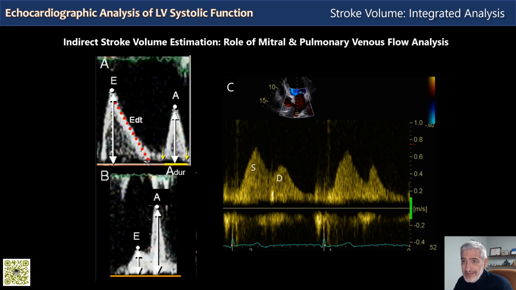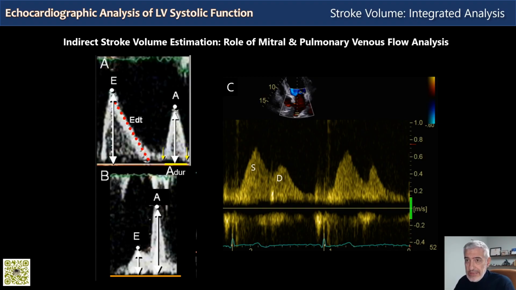And generally speaking, even if we don't measure directly the mitral annulus, the velocity time integral tends to correlate with stroke volume, especially the prevalent, almost always prevalent E wave. This is, of course, qualitative evaluation. The quantitative evaluation of stroke volume at the mitral valve level should be done at the annulus level, as we have seen before.